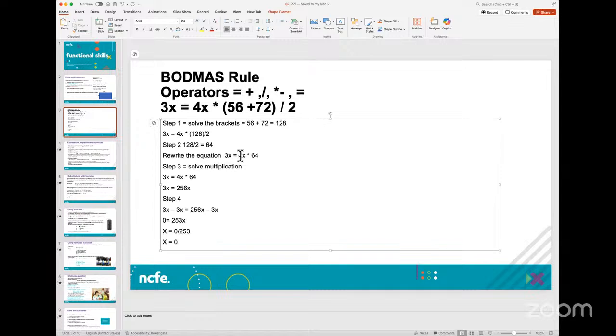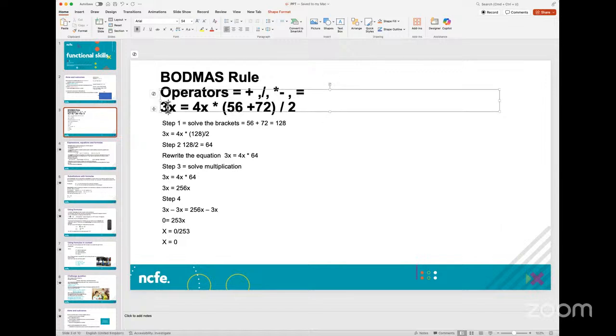So when you get equations to solve, and you have equations which include operators like equal to, plus, divided by, multiply, subtract, then you have to keep simplifying till you reach a particular answer. So in this case, by following the BODMAS rule, the value of x would be 0.